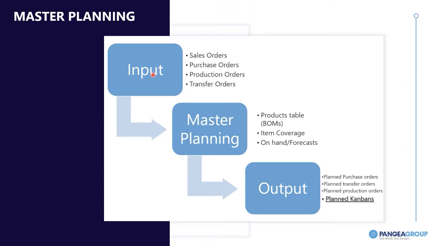The first one corresponds to the input, where the system gathers all placed orders related to sales orders, purchase, production, or transfer orders. Then when master planning runs, the system also takes information from the products table, the bill of materials, components, item coverage settings, and on-hand inventory, as well as demand forecast if available. As a result, master planning generates a series of planned orders to supply end products that meet the demand. Possible outcomes from master planning are planned purchase orders, planned transfer orders, planned production orders, and planned Kanbans, which are the ones we will focus on.